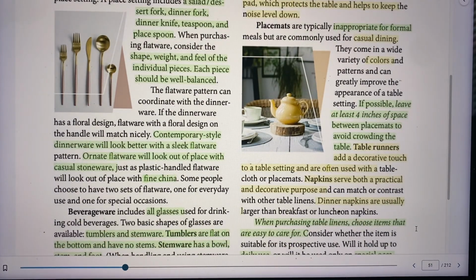So placemats. Well, placemats are inappropriate to put on top of a tablecloth. You don't do that, certain placemats especially. And they're usually inappropriate for formal meals, but they're used for casual dining.